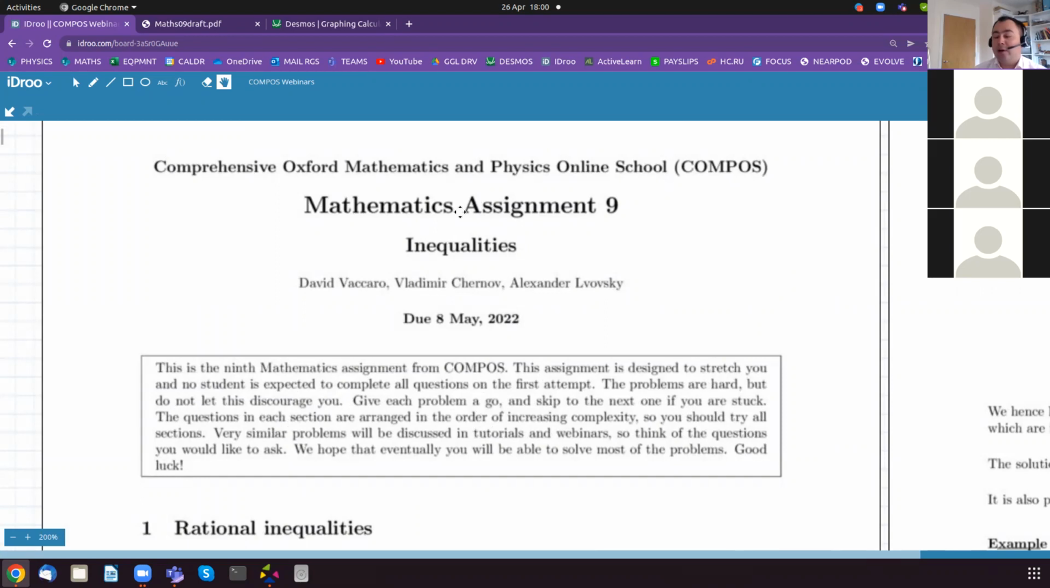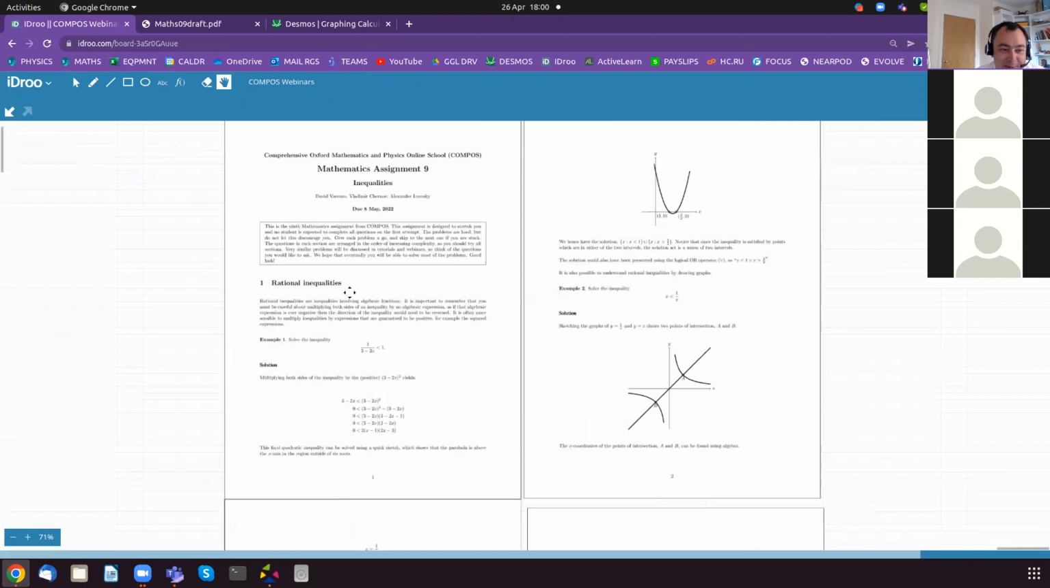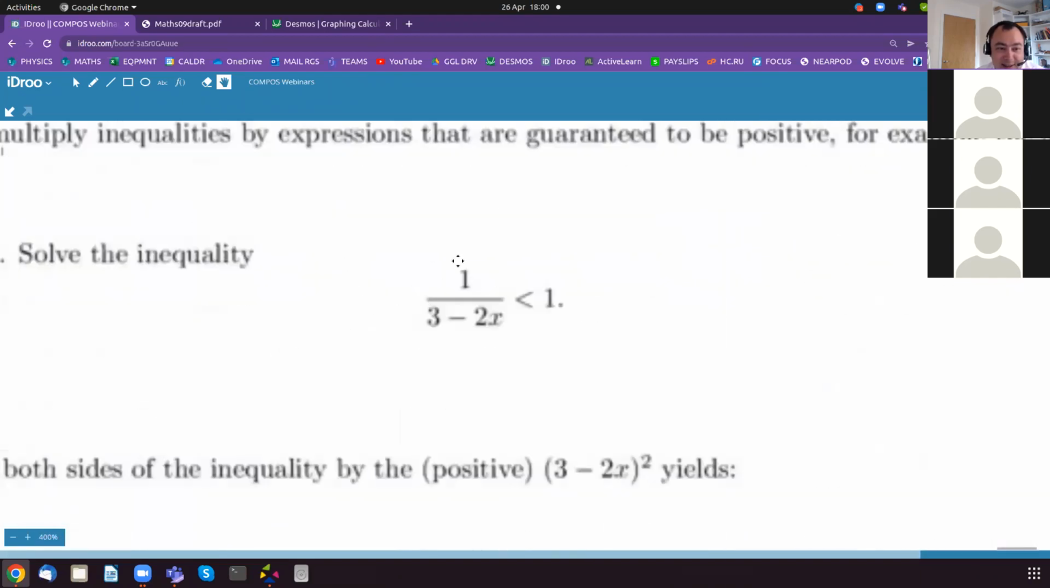inequalities are not covered very well in A-levels. A few things are not covered very well, but inequalities are such an important thing. Somehow the people who designed the A-level program think that it's too complicated. But I will show you today that inequalities are actually super simple, at least most of them are. So the first section is rational inequalities, and they're asking to solve inequalities like this.